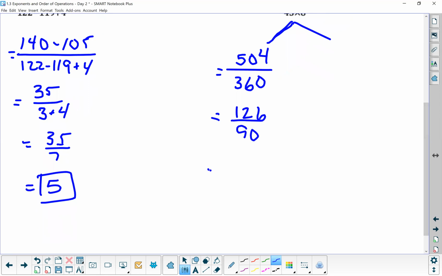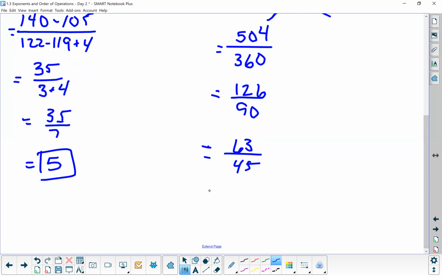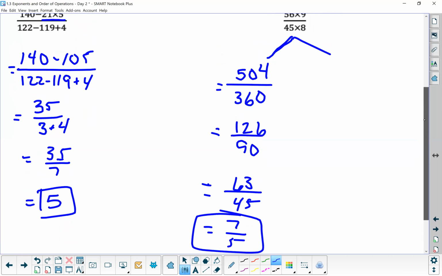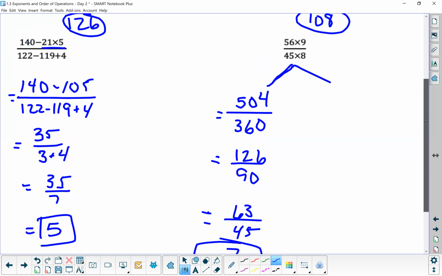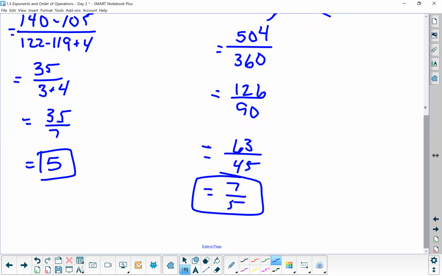So there's a 2 that still works. If I divide by 2, I would get 63 and 45. Now I can divide each of those by 9, and I get 7/5 as my answer. Whew. That's the answer I get when I do the multiplication first and the simplifying second. I could also simplify first and then multiply second.